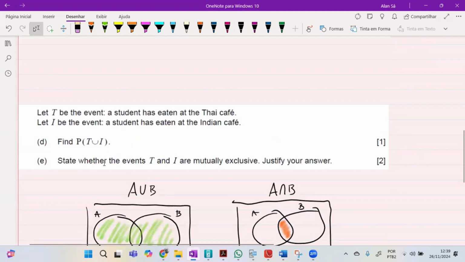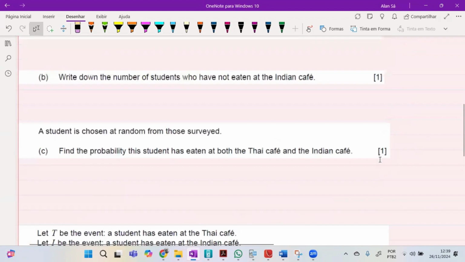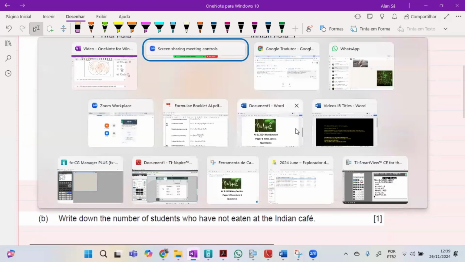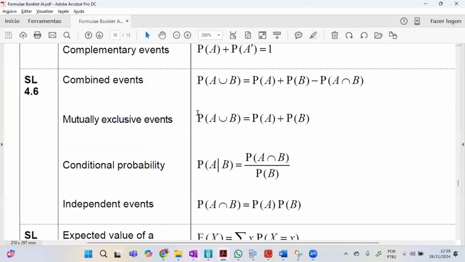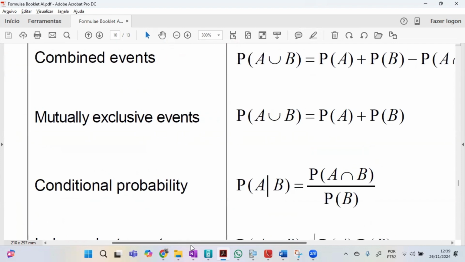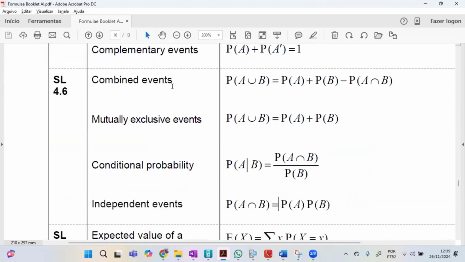And finally, E, state whether the events T and I are mutually exclusive. Justify your answer. So to remember the concept of mutually exclusive events, let's have a look at the formula booklet. The formula booklet has this information: mutually exclusive events. Probability of A union B is the probability of A plus the probability of B. This means that to be a case of mutually exclusive events, the intersection must be equal to 0. The formula above, combined events, is exactly the same formula, but with minus probability of A intersection B.